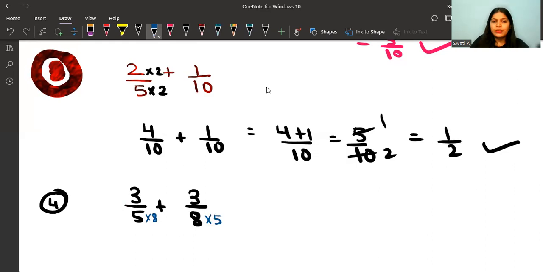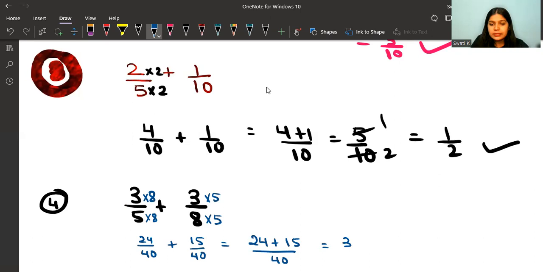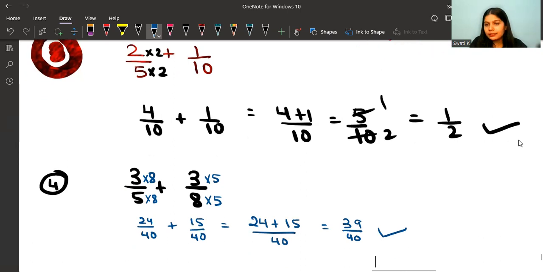Now, whatever I have done in the denominator, the same thing in the numerator, here also the same thing. Now, 3 times 8 is 24 and 5 times 8 is 40. 3 times 5 is 15 here and 8 times 5 is 40, right? And here we will simply add the numerators because now it is a like fraction. So 24 plus 15 over 40. Now, what is 24 plus 15? It's very simple, 39 over 40. That's the answer. Now we can go to the next question, and that is the 5th question.